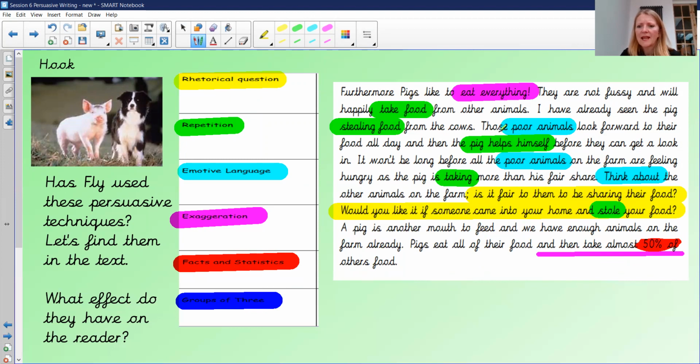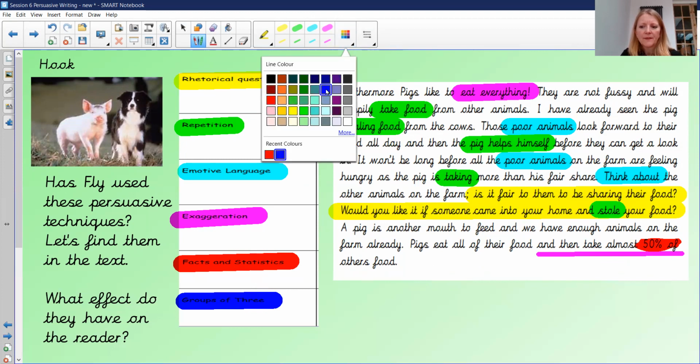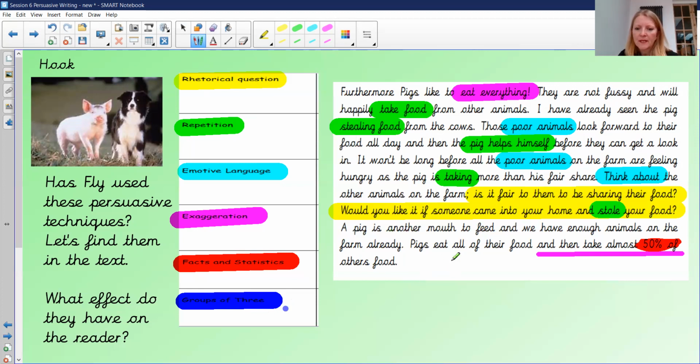You could almost say that those poor cows, are they looking forward to their food all day? She's saying that that's a fact as well. And last of all, we have got our group of three. This one again, we've possibly gone over it with our taking and stealing of food. Maybe you could have a look at anything else that you can find in there.